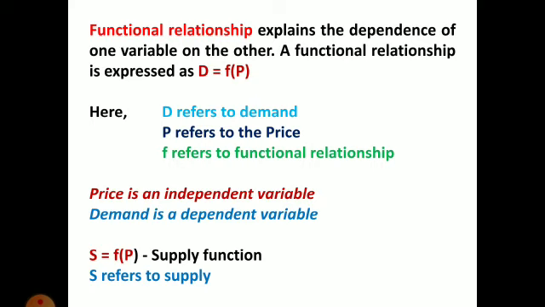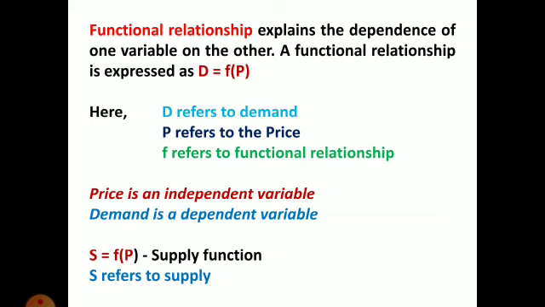Similarly, we have another functional relationship, namely the supply function. How do we write that? We write it as S is equal to F of P. What does that mean? Supply has a functional relationship with price. Here S is equal to F of P. S refers to supply, P to price, and F to functional relationship. This we call a supply function.